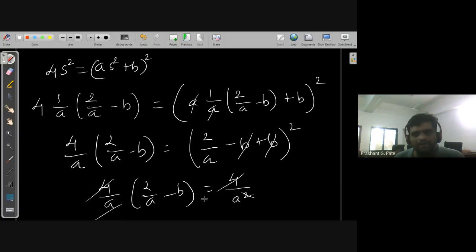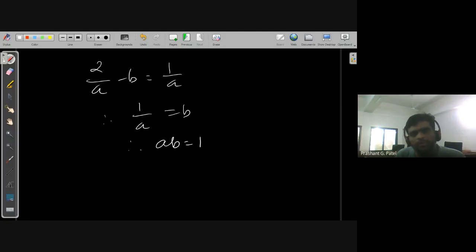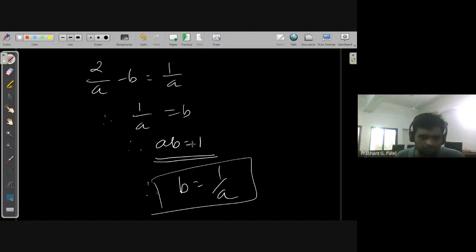So we'll have 2 by a minus b equal to 1 upon a. So that is 1 upon a minus this 2 by a will give me 1 upon a equal to b. So that will give me ab equal to 1. So we have one equation, that is ab equal to 1. So that will give me b equal to 1 upon a ultimately.